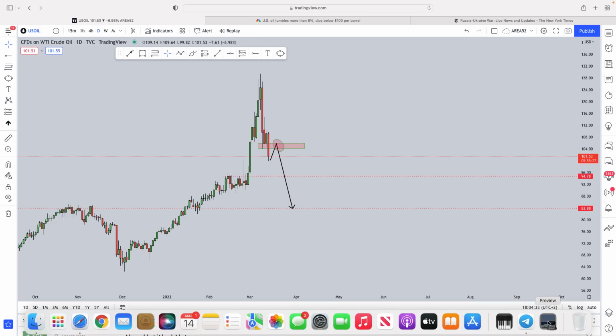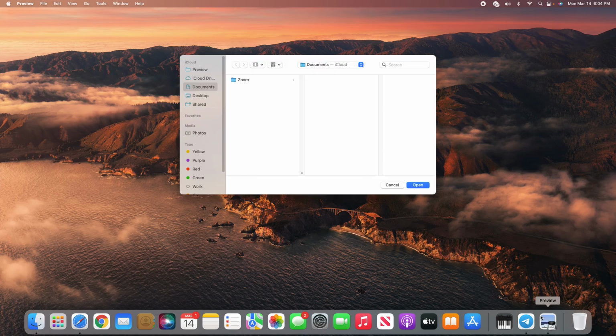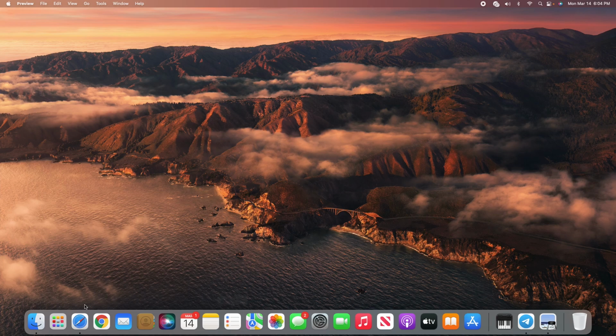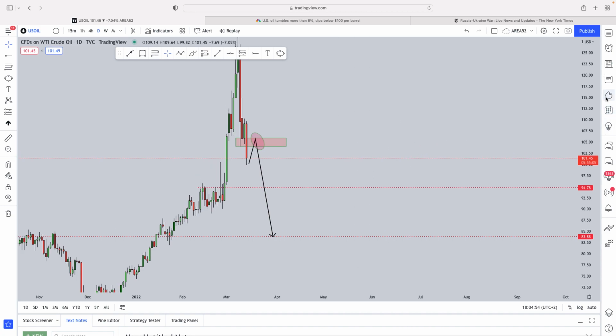Now we can also see here, based off their reports, that they have been closing. So we obviously saw on the COT report that they started closing their long positions and they started selling this market aggressively.